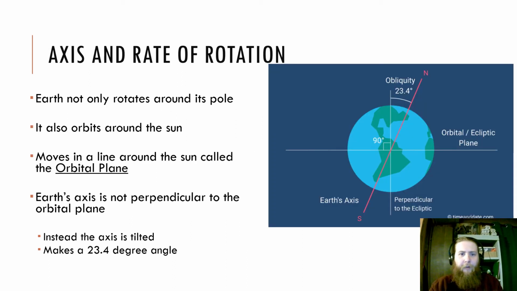So Earth does not only rotate around its pole. We're also orbiting around the sun. And this is the orbital plane, or this straight line here. It is not perpendicular to our axis. It is at a 23.4 degree tilt. This is very, very important because this tilt is important for a lot of things on Earth. If we had a perpendicular axis, Earth would look a lot different, and it would not be as nice a place to live.